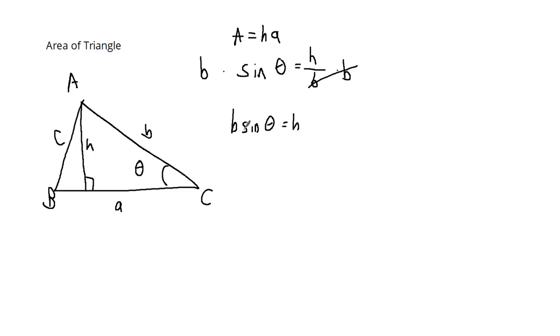So height is b sine theta. We have b sine theta times a, and then you put a 1/2 in the beginning, and then that'll get you the area. So we can clean this up by putting 1/2 a times b, and then the sine of theta, and that is our area of the triangle formula.